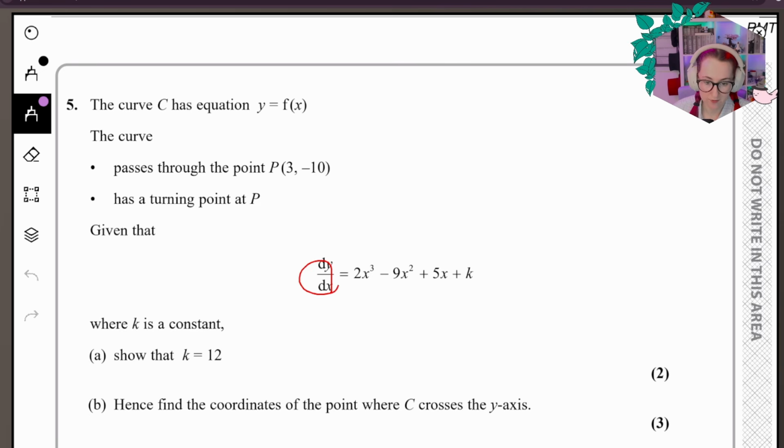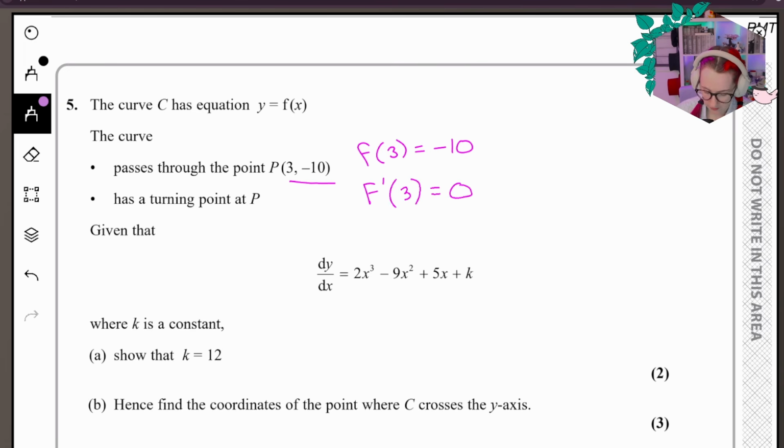Given that the derivative of this function is 2x cubed minus 9x squared plus 5x plus k, where k is a constant, show that k is 12. Hence, find the coordinates of the point where C crosses the y-axis. So what the coordinates give us is that f of 3, so the input, is equal to minus 10, and a turning point at P gives us that the derivative at P is 0.